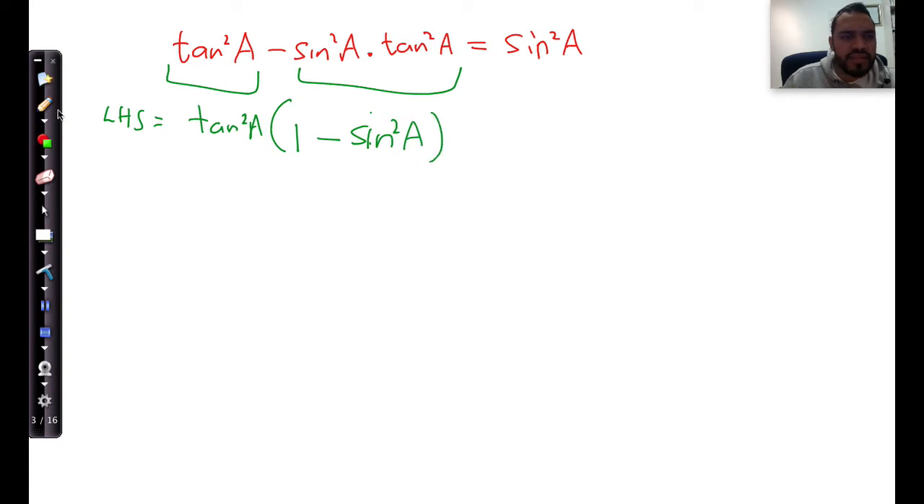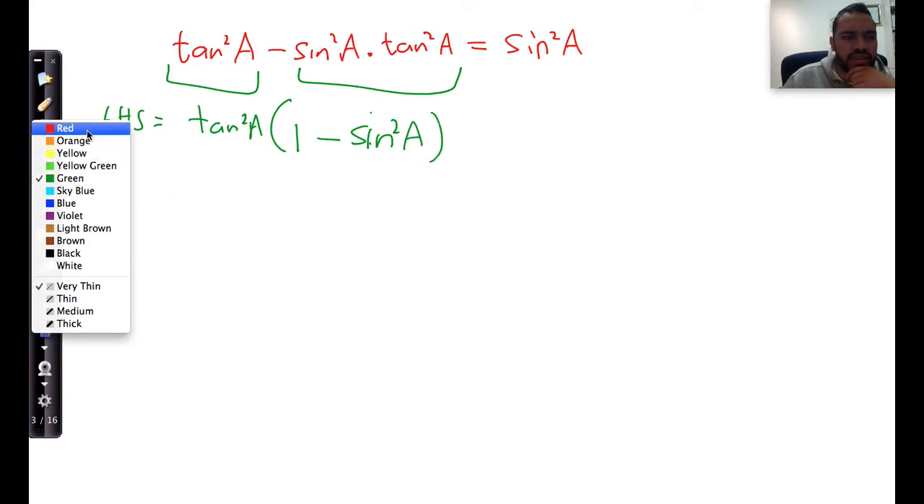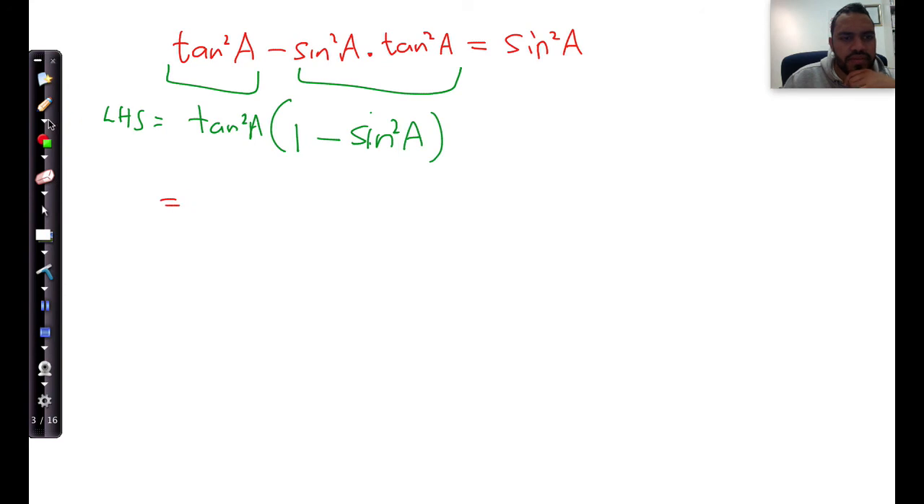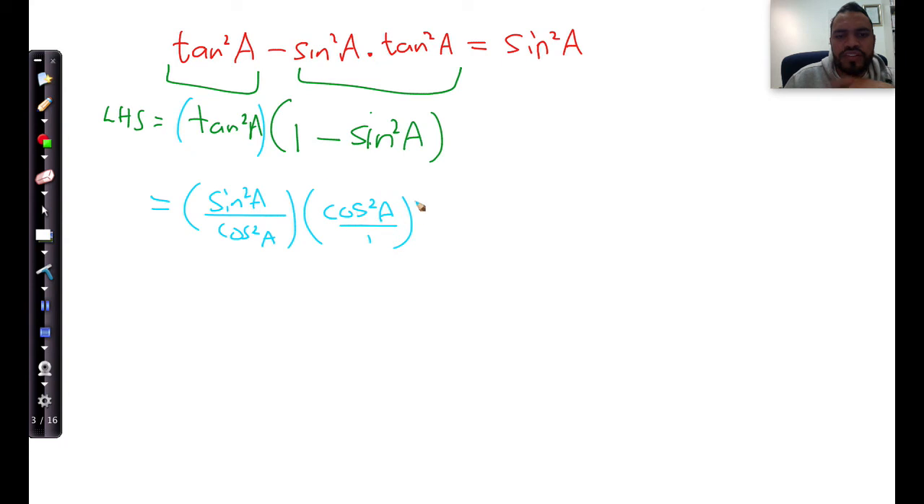Okay, I can now simplify this further. Let's go to the next step. Is equal to, let's make it sky blue. That's going to be tan squared. Tan squared is actually an identity, which is very easy, so I'm going to simplify this part. I'm going to turn that into sine squared A over cos squared A, right? Multiplied by 1 minus sine squared, which is actually cos squared A over 1, right? Or just cos squared A.